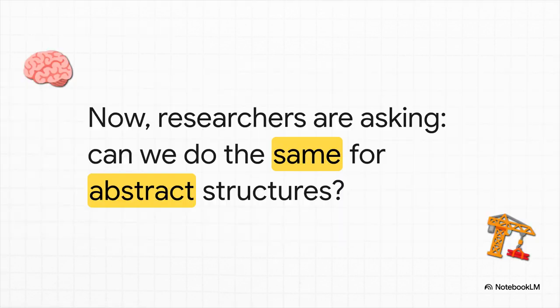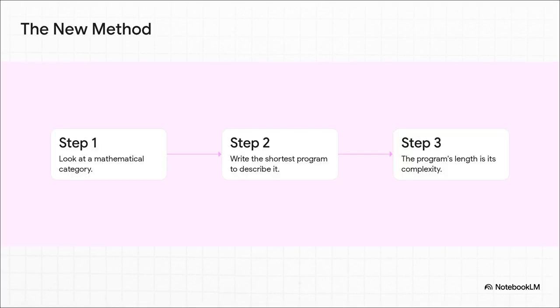Simple, right? And here's the big leap. What if we could use that exact same logic, not just for a string of text, but for an entire system, an abstract structure, something with different parts and all the relationships between them? And believe it or not, that's what they're doing. They're actually building new kinds of programming languages just to describe these abstract structures called categories. But check this out. The basic logic is 100% identical. Find the shortest program that can describe the whole structure, and the length of that program is its complexity.